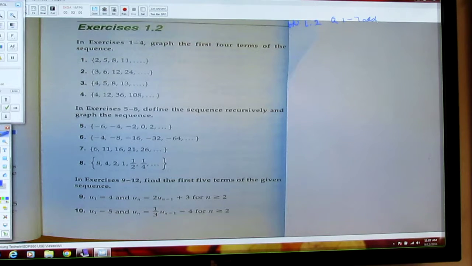Somebody's counting. Okay. I'm not the only one. I was like, 1, 2. What?